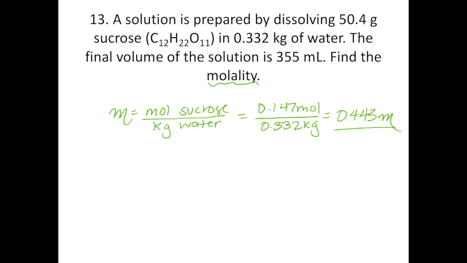All right, here it is. I have 50.4 grams of sucrose, which is my solute. I already found the molar mass and the moles of that, so this I had already solved for. Remember that my molar mass was 342. So I took my 50.4 divided by 342. I got my moles. That's my numerator.